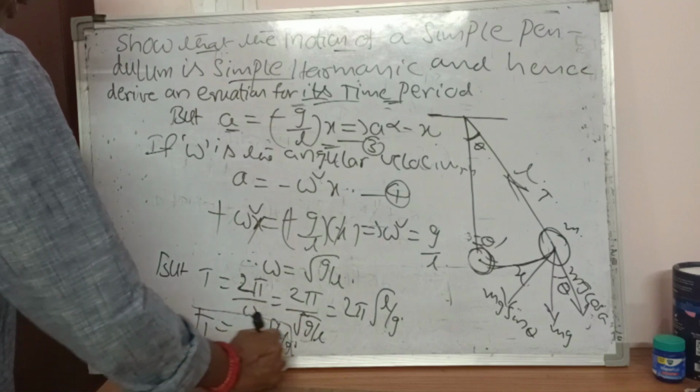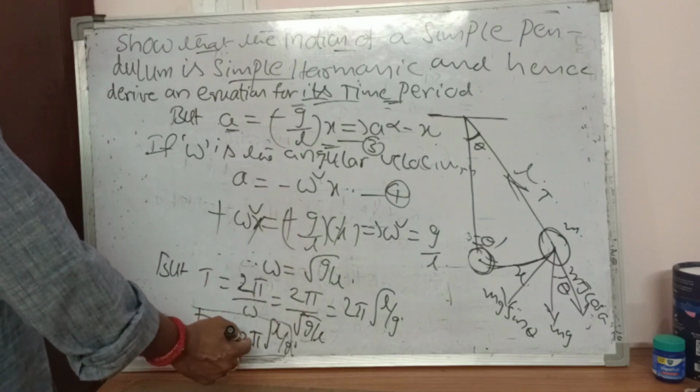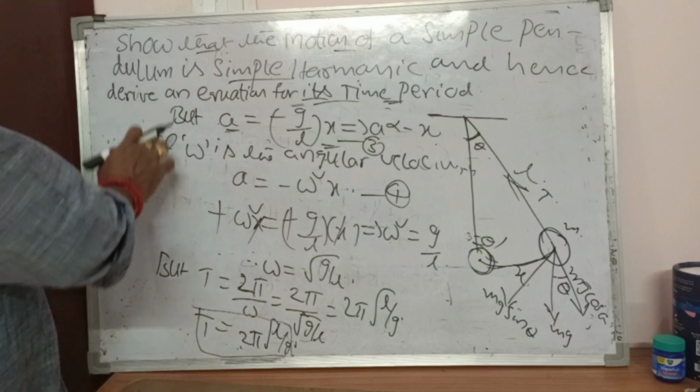What is a seconds pendulum? A pendulum whose time period is 2 seconds is called seconds pendulum.